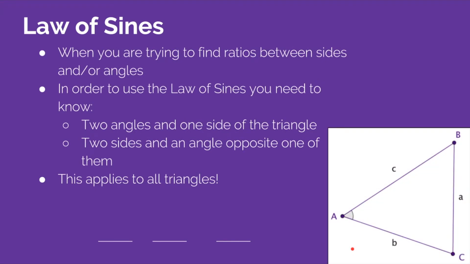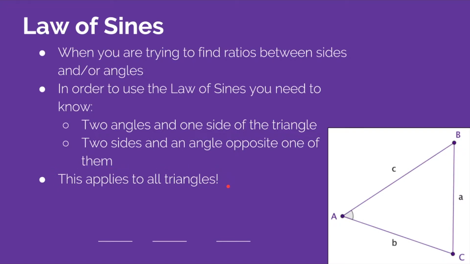Now let's learn about the law of sines. Use the law of sines when you are trying to find ratios between numbers. In order to use the law of sines, you need to know either two angles and one side of the triangle, or two sides and an angle opposite one of them. While the law of cosines only applies to non-right triangles, the law of sines applies to all triangles.